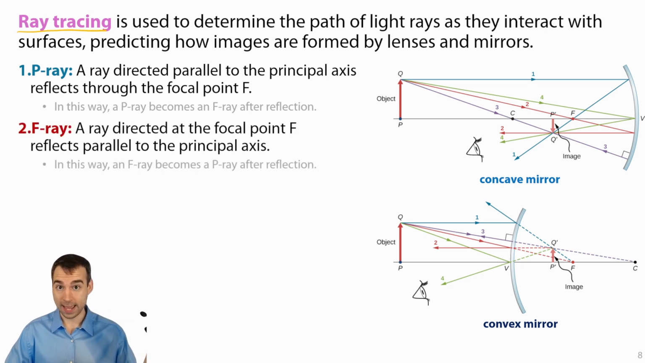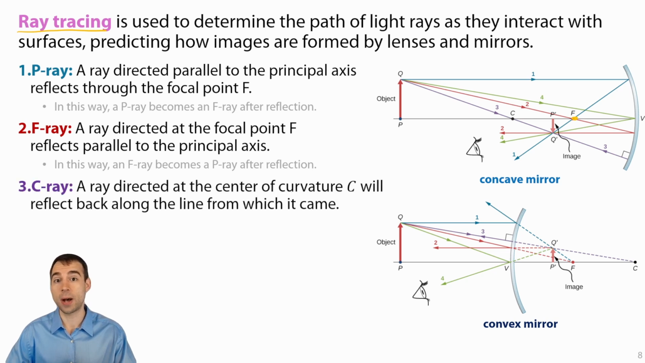An F ray is a light ray directed from the object through the focal point, and when it reflects off of that surface, it will be reflected parallel. So in this way, the P ray and the F ray are like inverses of each other. The F ray goes through the focal point and when reflected essentially becomes a P ray outgoing from that mirror.